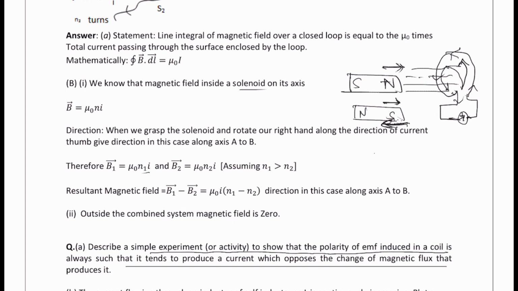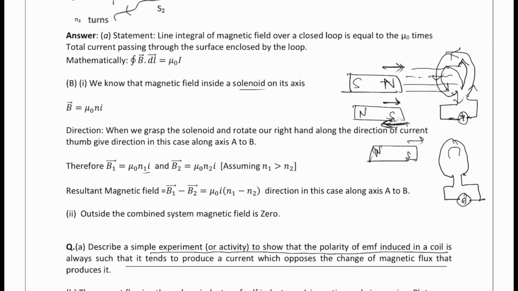Now suppose a south pole is approaching a closed coil. This is a closed coil. I have taken just a one-turn coil for understanding, and this is a galvanometer or ammeter to detect the direction of current. This south pole is approaching. Now the direction of current is such that it will repel the approaching south pole, correct? So how does this happen?